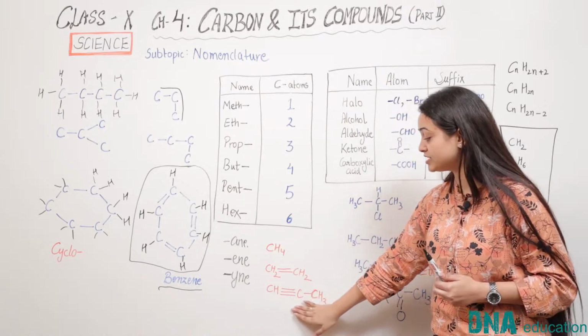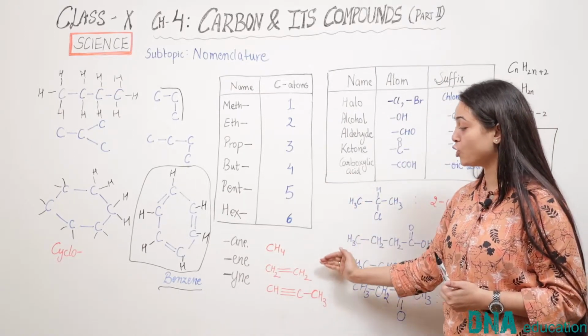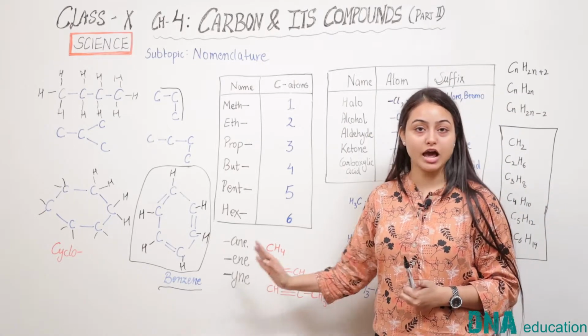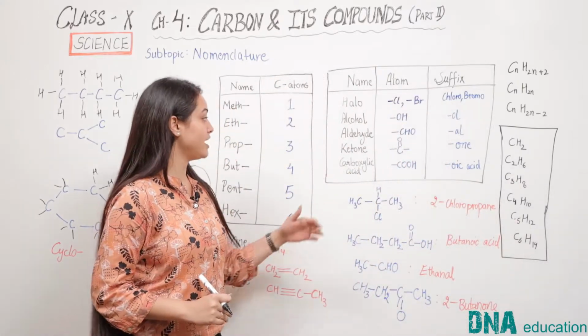So the name of this structure will become propyne. In this way we can name single, double and triple bonded carbon compounds. Now let us move on further to some more elements.